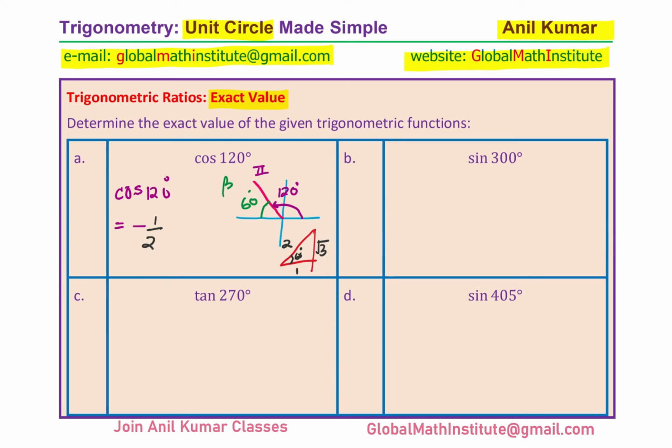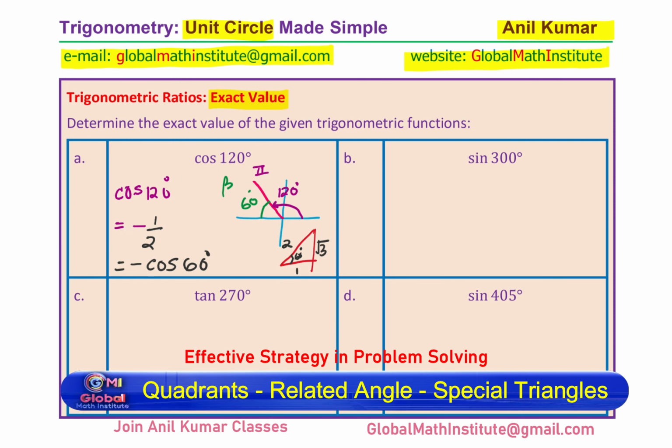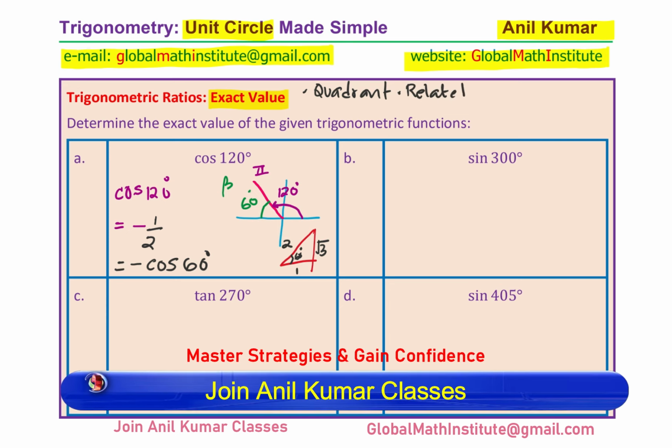Since we know that cos of 120 degrees indeed is minus cos of 60 degrees, I could have introduced this step in between. You get the idea, right? The idea here is to find which quadrant you are in, what is the related acute angle, and then the special triangle. So the 3 steps are: quadrant, then related angle, you may write acute angle, and then we'll look for the special triangle. I hope that helps, right?